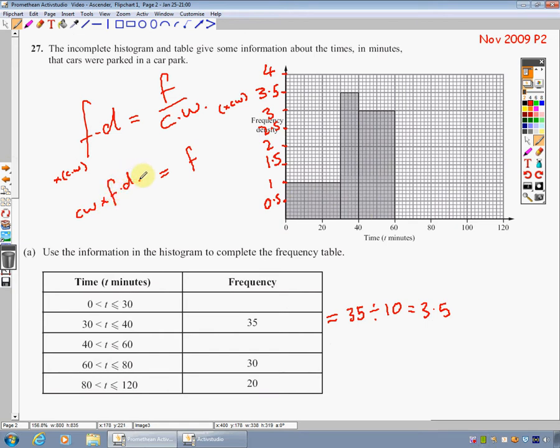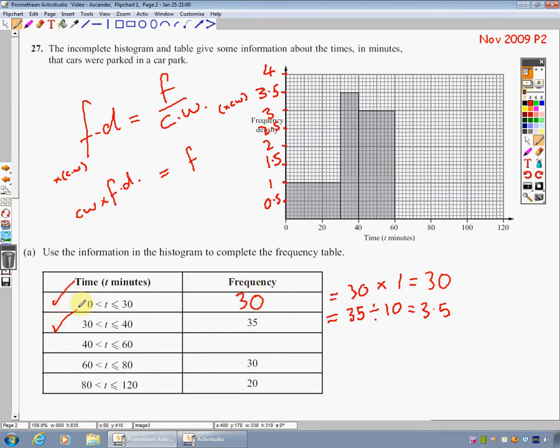So in this case, what's my class width? My class width from 0 to 30 is 30, times by my frequency density, which is 1, that's just 30. So my frequency is 30. Great. That one's already done and dusted.